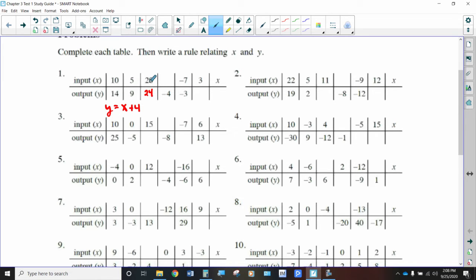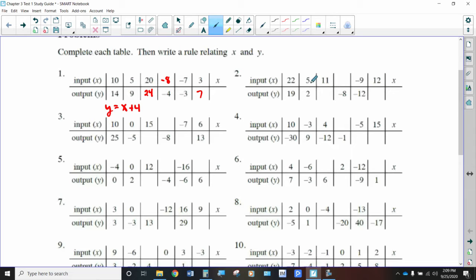So this must be 24, since 20 plus 4 is 24. And this number, you're going to go in reverse now. So what number do you add 4 to get -4 for an answer? That would have to be -8, since -8 plus 4 is -4, and 3 plus 4 is 7. Okay?